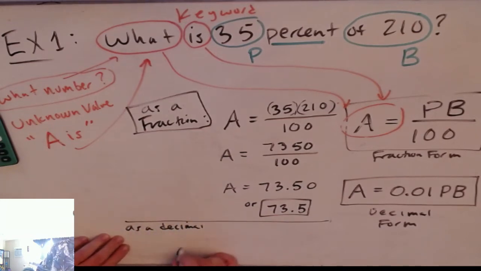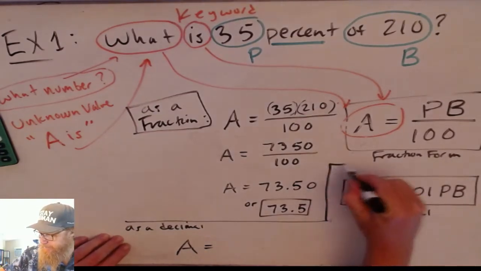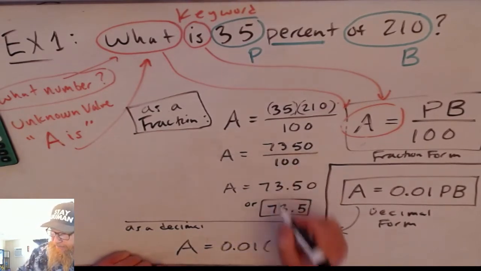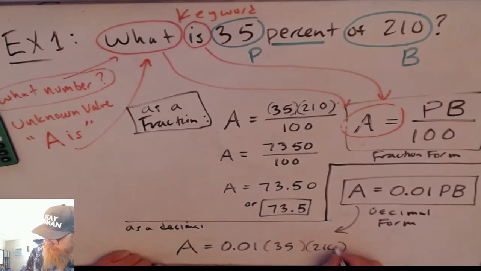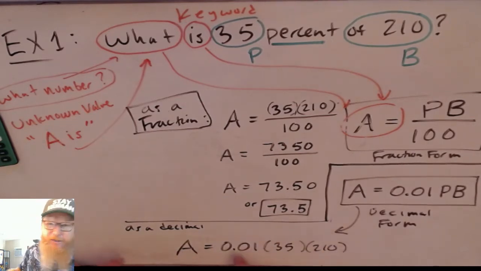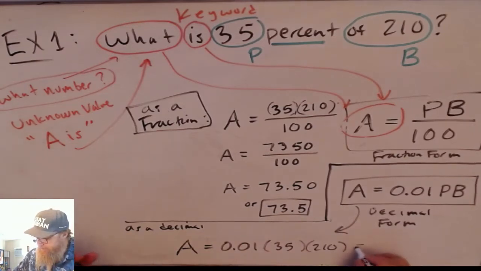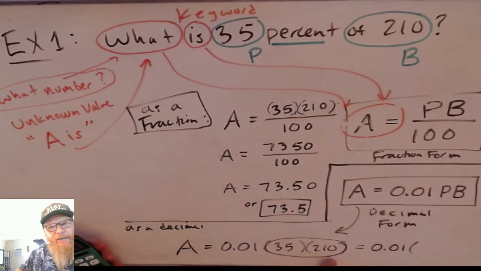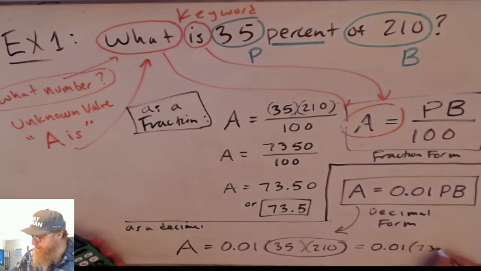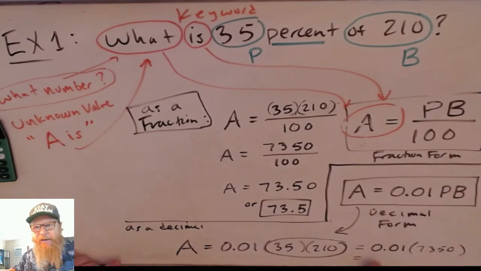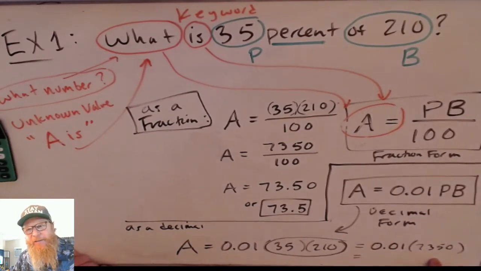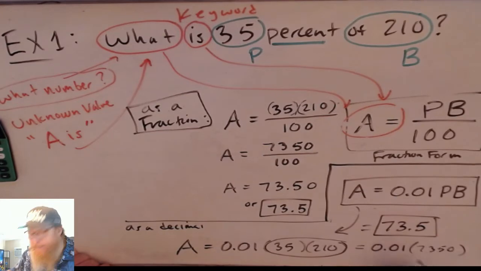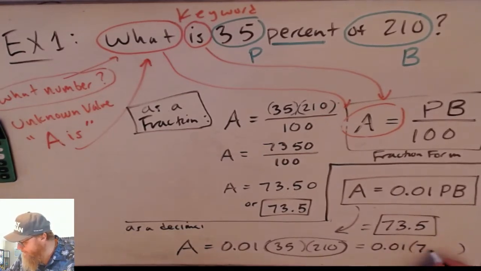I should get the same answer. Just use this version of it. So that would be 0.01 and then 35 and then 210. This is for people that are afraid of fractions or just prefer using the decimals. And so you're going to get 0.01. I already know what 35 times 210 is. Yeah, that's 7,350. I'm not even going to use the calculator. 0.01 times 7,350 is still, I'm just going to go up, 73.5. So you will get the same answer whether you use a decimal or a fraction.